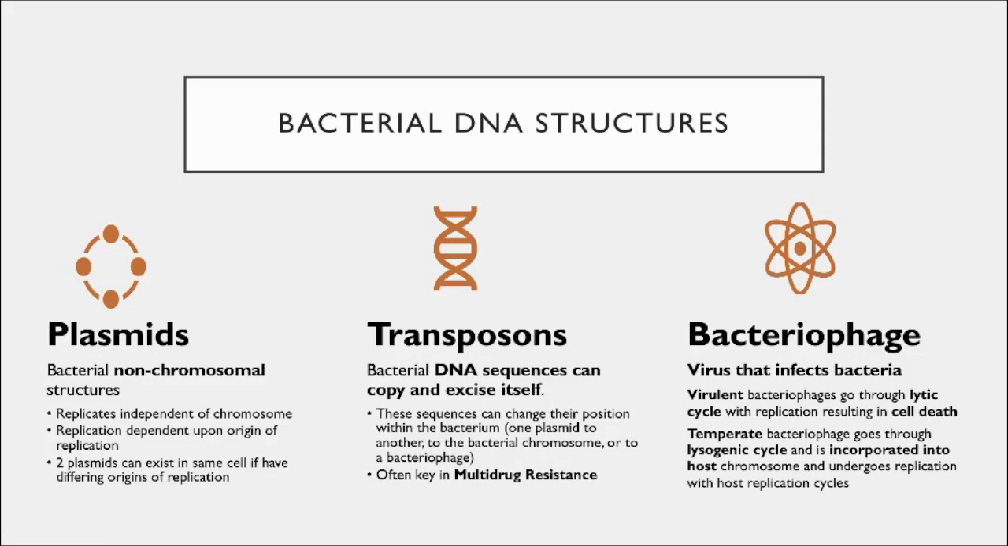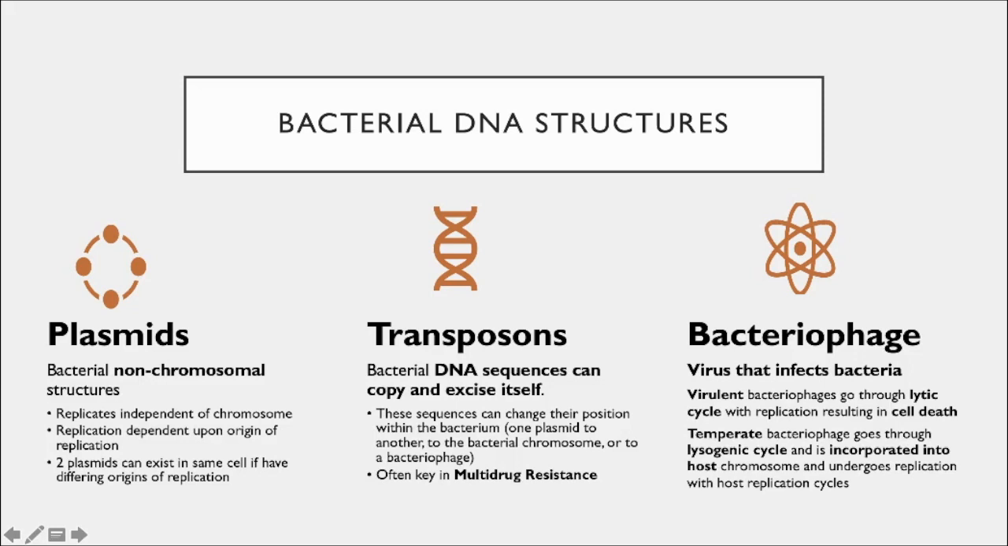The plasmids, however, give bacteria new features. A lot of times, this is where they get their drug resistance from, through a plasmid. And so long as plasmids have different origins of replication, they can have as many plasmids as they want. Transposons, on the other hand, are features of the bacterial chromosome itself, or the plasmid.